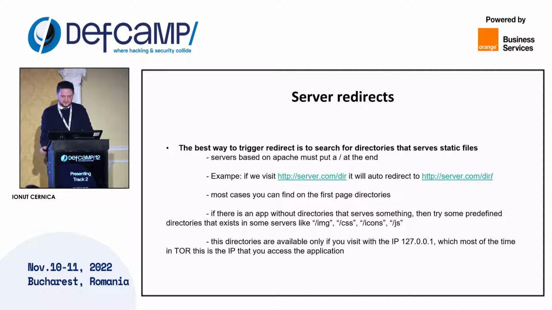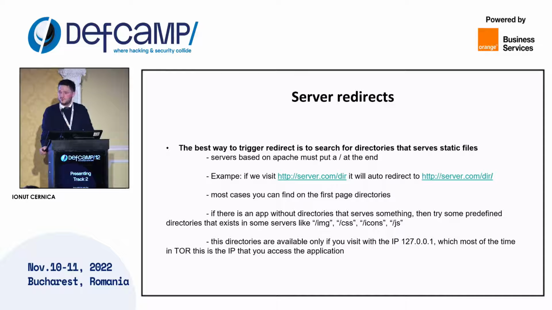The server redirects are the best way to leak the IP. If you don't put a slash at the end of the URL, and that one is a directory, the server will redirect you to the directory with a slash at the end of the URL. So here is an example: server.com/dir will redirect you to server.com/dir/. It will put the slash at the end.